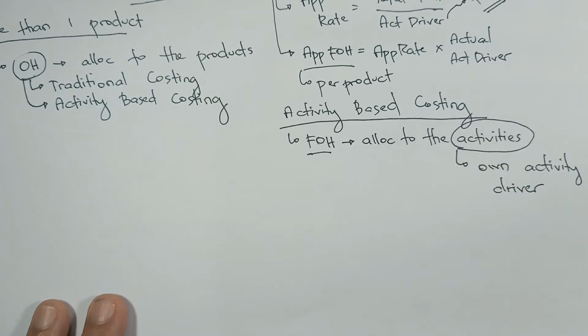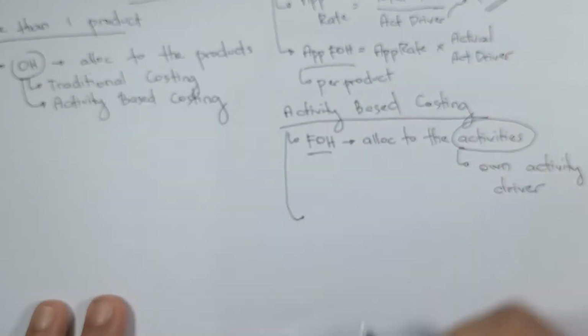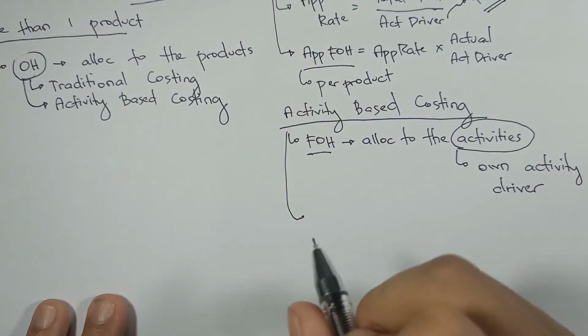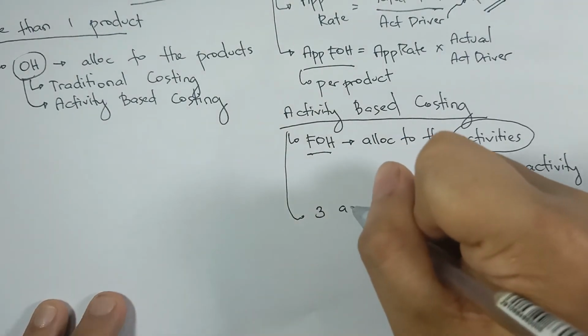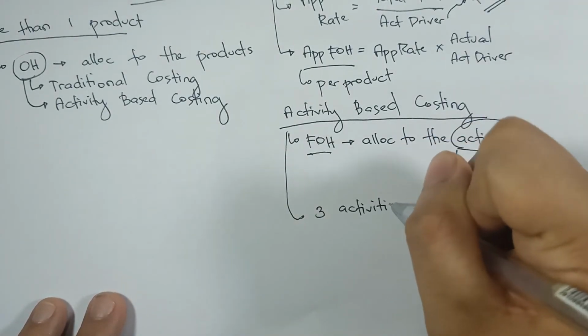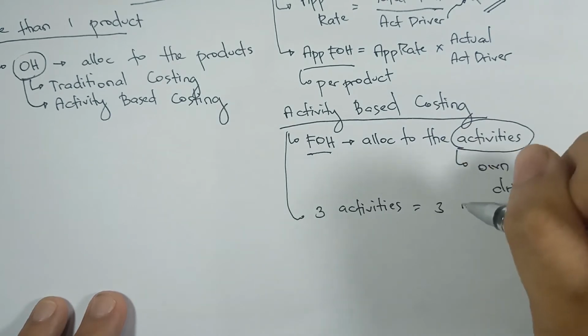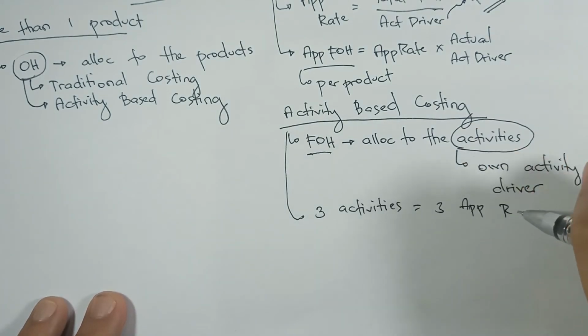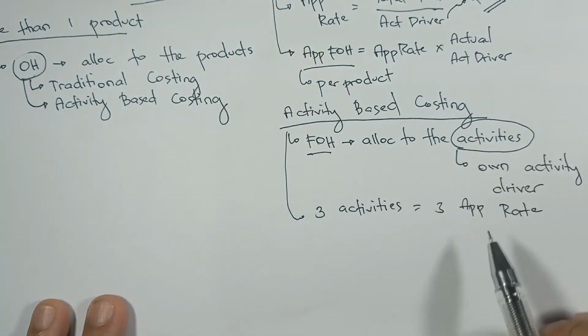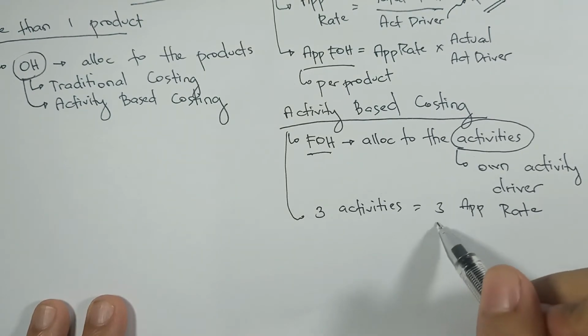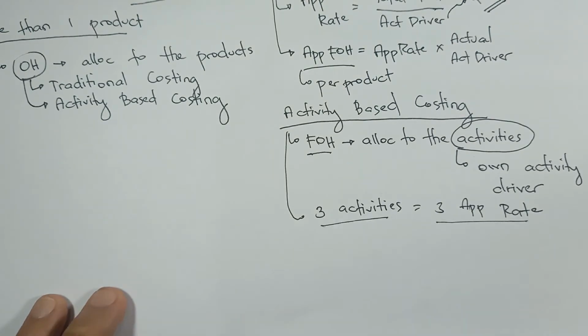So sir, ang ibig mo bang sabihin dyan, alright, is that if meron tayong 3 activities, for example, meron din po tayong 3 application rate? Yes, that's correct. Ibig sabihin here, the number of application rate will depend on the number of activities we have.